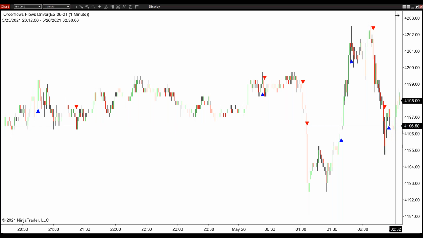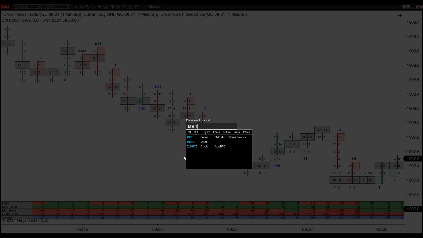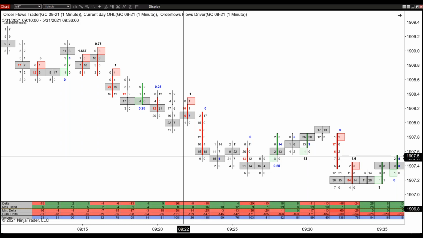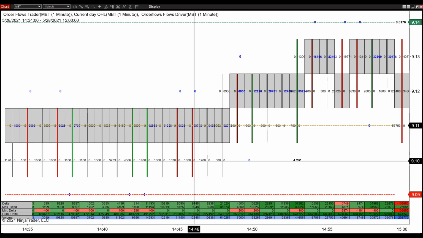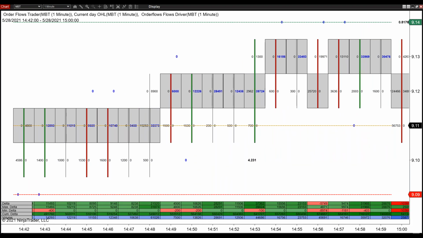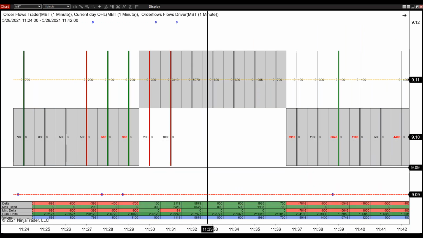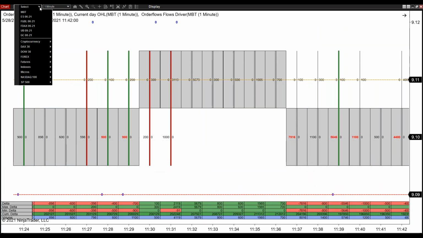I don't even know what the chart looks like right now. I think it's MBT. I haven't looked at it in over a week. The volume is just not there. It's depressing actually. What is this? Well, it's a minute. Is it MBT? I think it is.